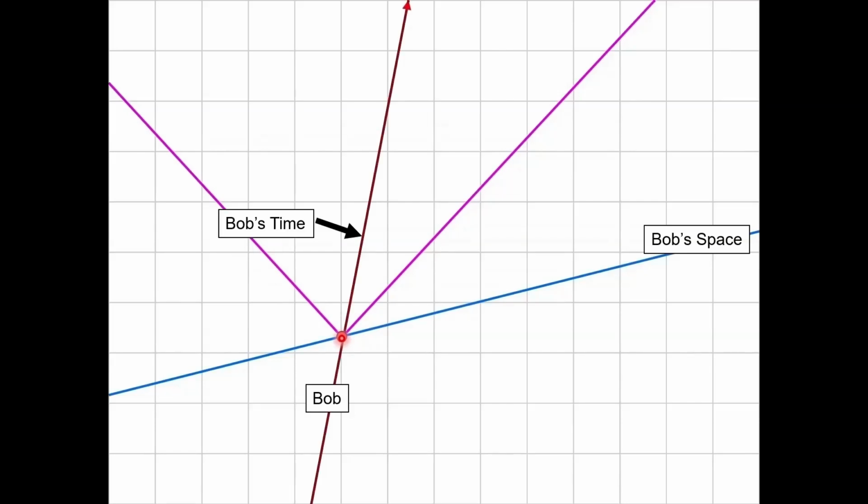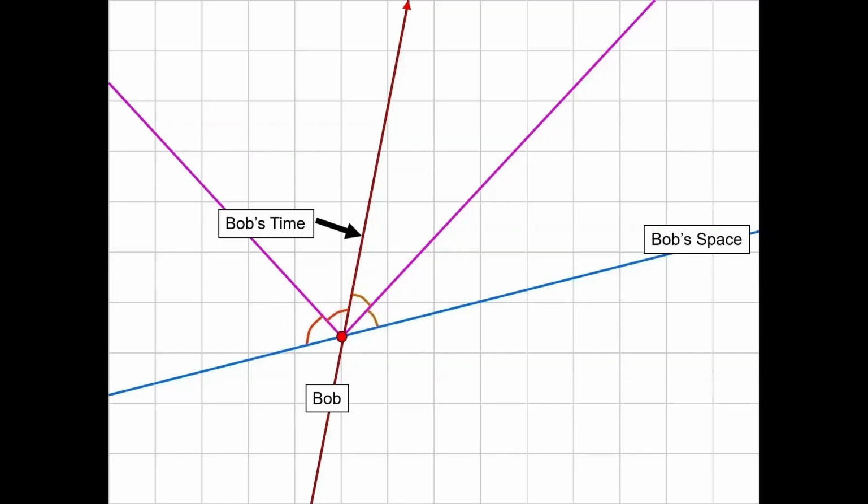Now if we look at the angle between Bob's time, which is parallel to the world line, and Bob's space, then this angle is split in half by the information track. This angle over here is equal to this angle over here. And if we look to this information track, then again, it splits the angle between Bob's time and Bob's space in half. So this angle is equal to this angle.